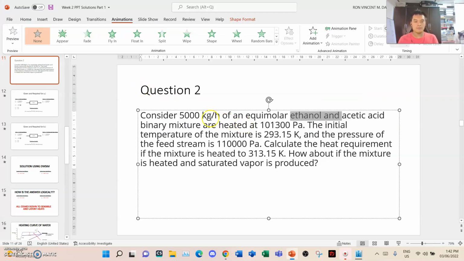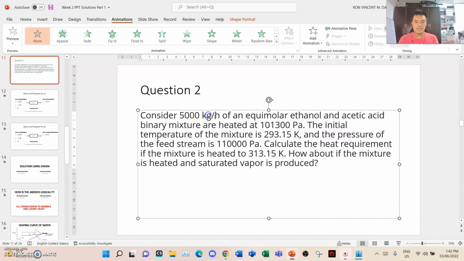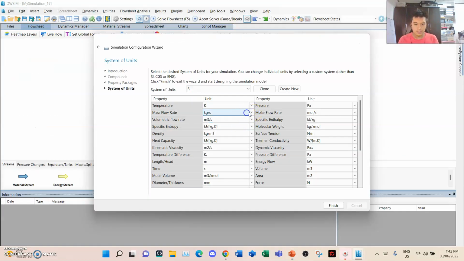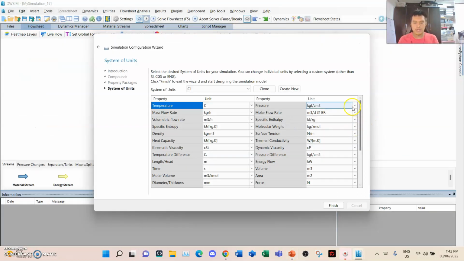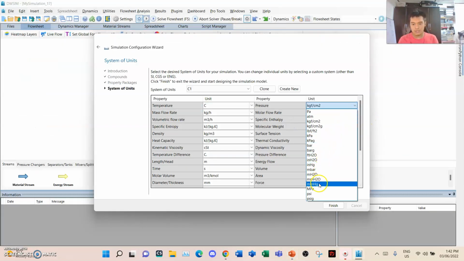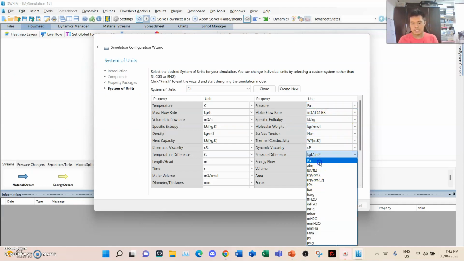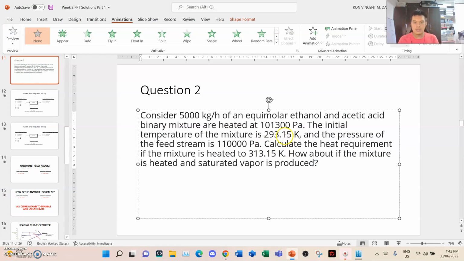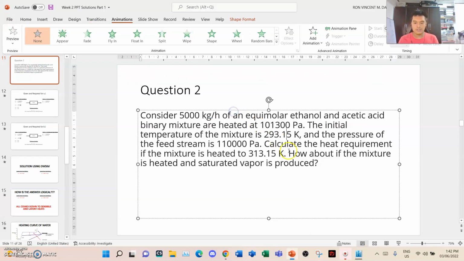So for the system of units in this problem, the mass flow rate is kilogram per hour. So we'll set it here, change to a new folder, kilogram per hour. Then for the pressure, it must be Pascal. So we'll put here Pascal. We'll also put the pressure difference as Pascal. Next, the temperature is in Kelvin. So we'll put here Kelvin.